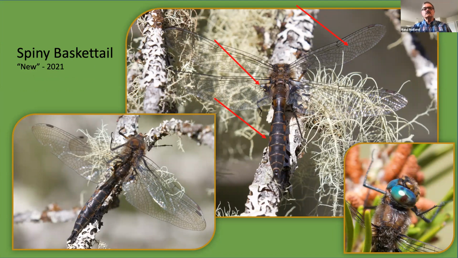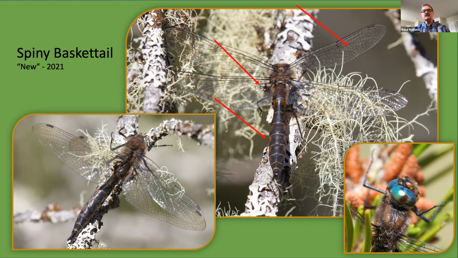This is one that has been elusive until this year. There are very few places where this one has been recorded. There's one up in the Egmont area, and one has been found just again north of the power lines by the airport. And so this is the spiny basket tail, and this was really a surprise to find it here, and thanks to Arnold for locating this one.